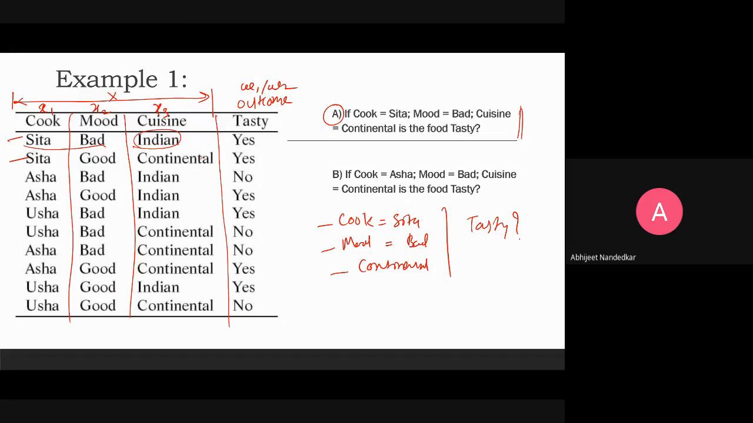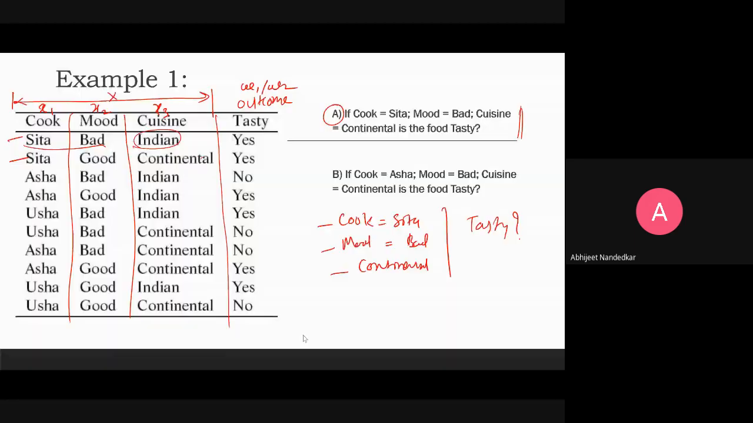So if I search for the probability, there is no evidence of this particular thing, that cook is Sita, mood is bad, and cuisine is continental. So the probability will be 0 in that case. But that should not be the case. I have to answer it using whatever data is given to me.